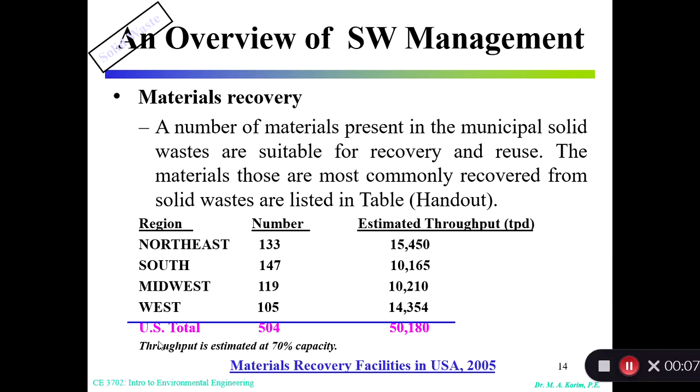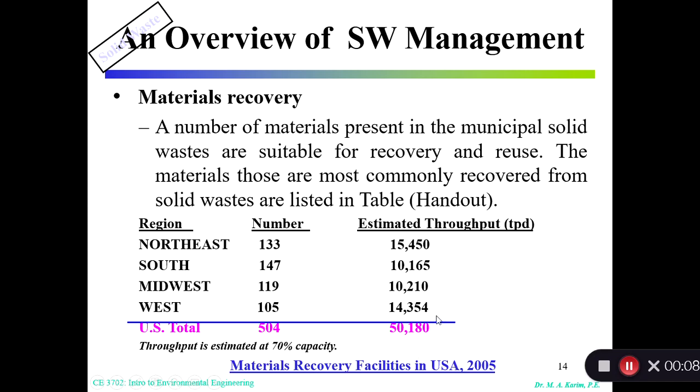So, materials recovery. A number of materials present in the municipal solid waste are suitable for recovery. Those most commonly recovered from solid waste are listed in a table in the handout. So I think the handout should be somewhere there. Basically, there are 4 regions in the US. This shows the number of facilities and estimated throughput in tons per year. Looks like we recover about 50,000 tons per year. Throughput is estimated at 70% capacity.